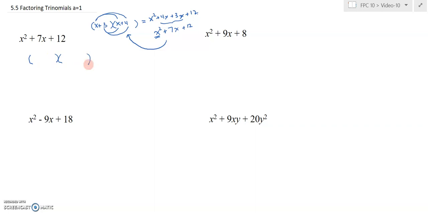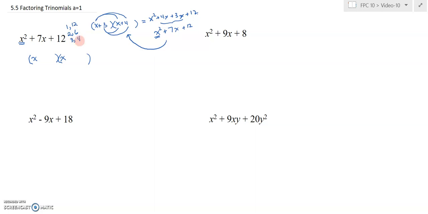The easy thing to know about guessing and checking is the first, x squared, comes from two things that multiply to give x squared, which in this case I only have one option, x times x. And the 12 comes from either, maybe it could be 1 times 12, it could be 2 times 6, or it could be 3 times 4. There's lots of options.